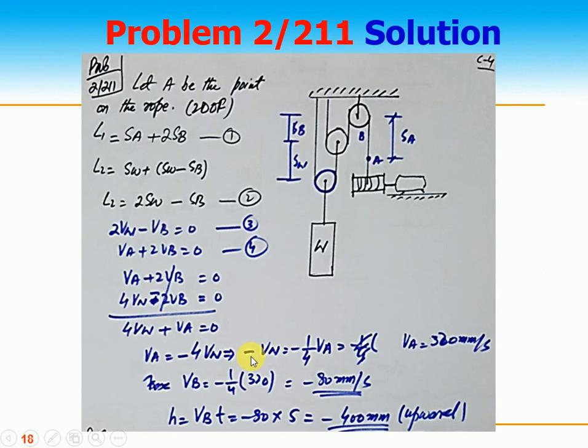So VW is equal to minus 1 by 4 VA. VA is 320 millimeter per second. So VW is equal to minus 1 by 4 of 320, which is minus 80 millimeter per second. The height traveled by the weight is simple. It's the velocity of W times T, which gives minus 400 millimeter in the upward direction, because I take the velocity of A as positive in the downward direction.